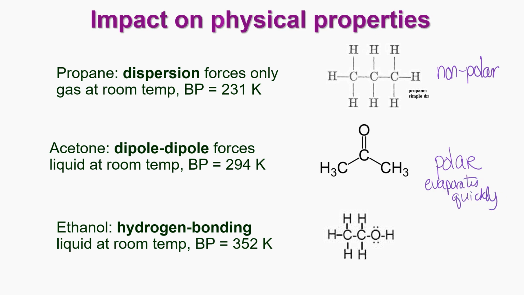And then ethanol is polar and it contains an O bonded to an H. That means that ethanol molecules can hydrogen bond to each other, and that's going to be the strongest attraction. So it's going to have the highest boiling point, and it's going to evaporate the slowest of these all.